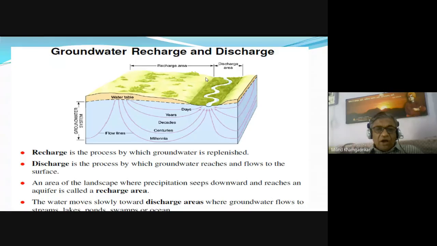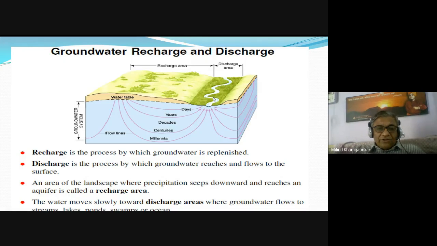Through this photograph again you will understand very well what the recharge is and what the discharge is. Recharge is the process by which the groundwater is replenished and refilled or recharged. Okay, replenished means refilled or recharged. So it is called a recharge by which the groundwater is replenished or refilled. And discharge is the process by which groundwater reaches and flows to the surface.